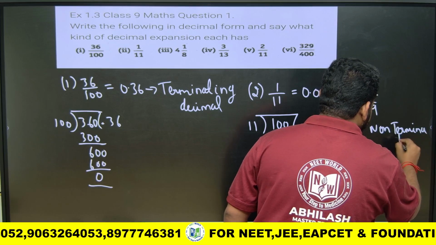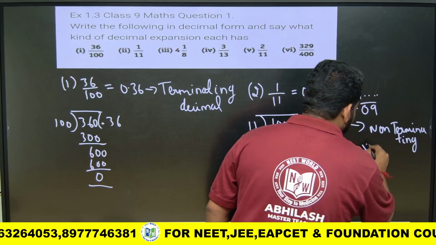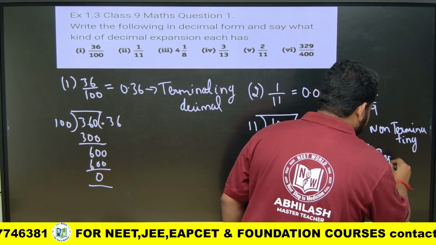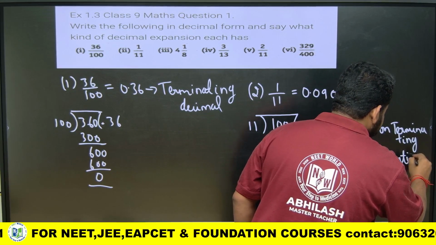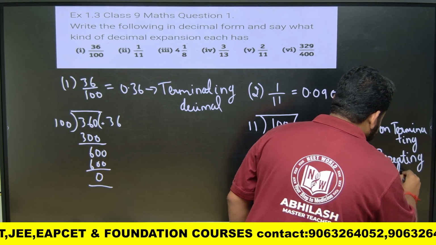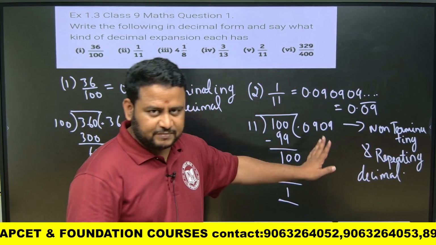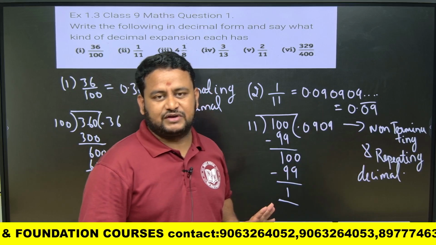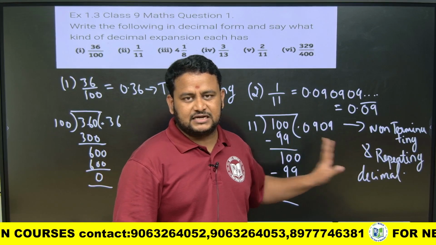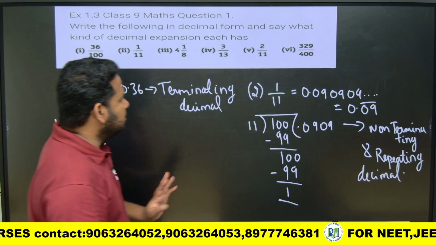This is non-terminating, and you should also write that it is a repeating decimal. Non-terminating and also a repeating decimal. This you have to know. This is non-terminating and also repeating decimal, friends. Okay, this is the answer to this question.